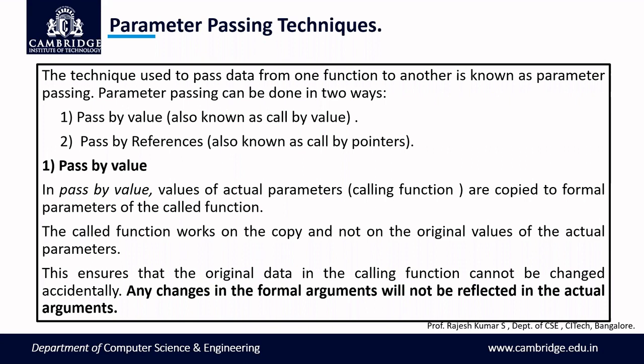Let us see what is pass by value first. In pass by value, the values of the actual parameters from the calling function are copied to the formal parameters of the called function. Now there will be a separate copy for the calling function and the called function. The called function will work on its own copy, so any modification done on the formal arguments or parameters will not be reflected on the actual parameters or arguments. This ensures that the original data in the calling function cannot be changed accidentally.